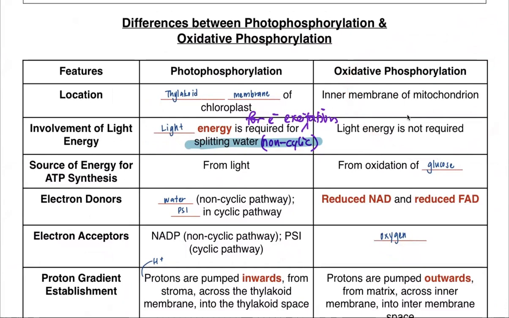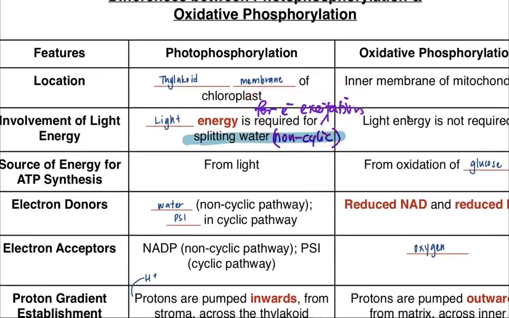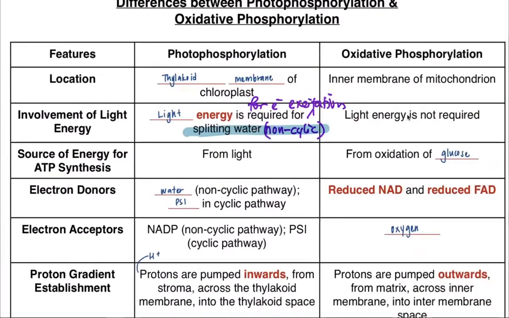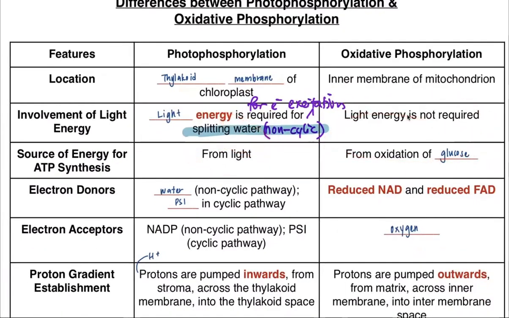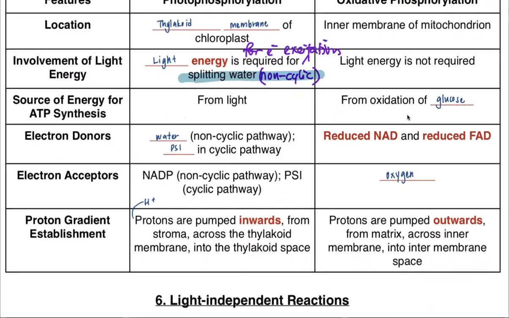We need to emphasize that light energy is required not just for splitting water, but also for electron excitation, and this electron excitation is from chlorophyll. The source of energy, of course, is light, whereas for oxidative phosphorylation it is from the oxidation of glucose. Then the electron donor: for non-cyclic, it is water, ultimately the electron comes from water. But for cyclic, it is just PS1 returning electrons back to itself.